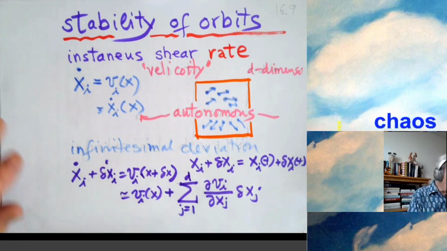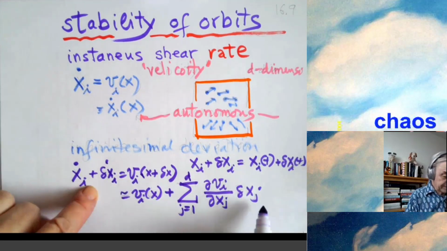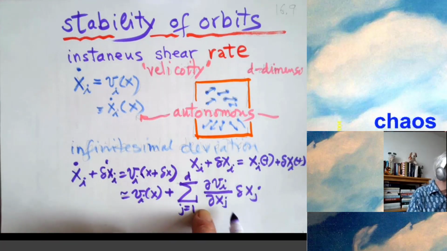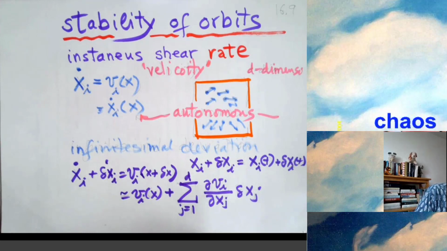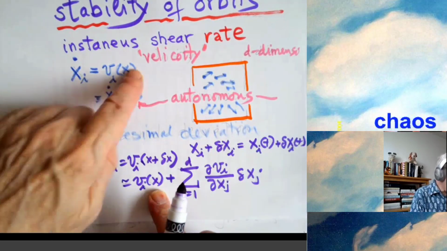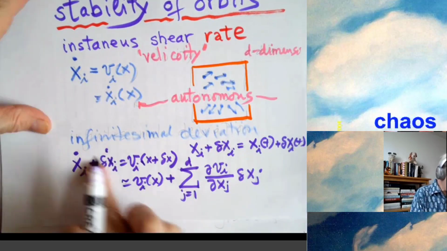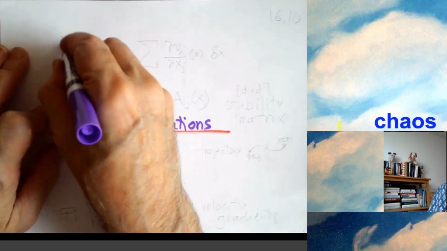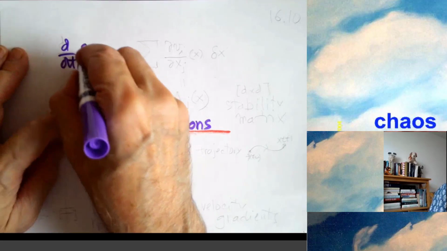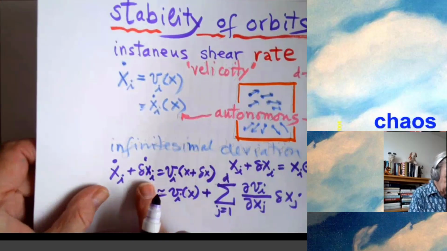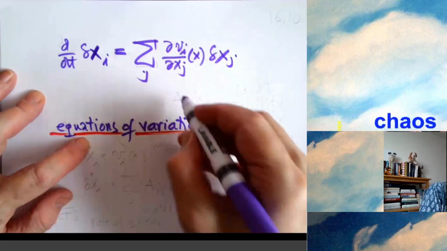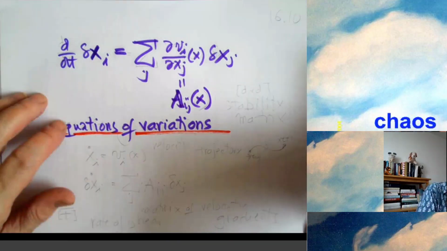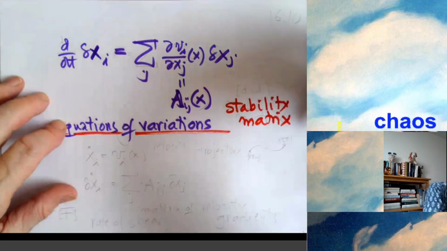And this is how a neighborhood will change in time. It's controlled at every instant by this matrix. The first two terms cancel because they satisfy the equation, so I only have an equation for the deviations. And the equation for deviation says d/dt delta x, that's this term, equals what's here. And this matrix has a name. I call it the stability matrix. It's a d by d matrix.